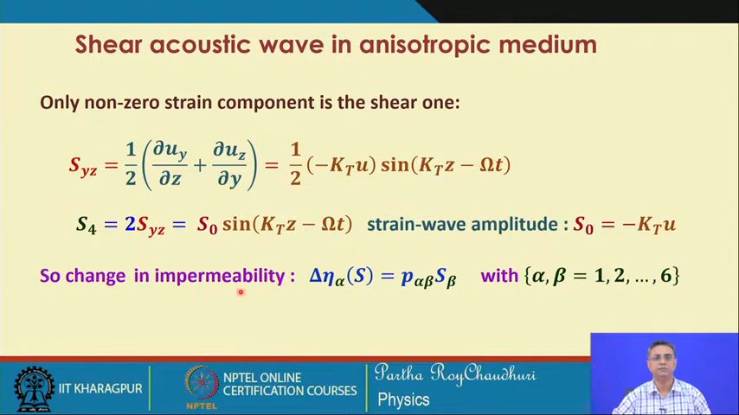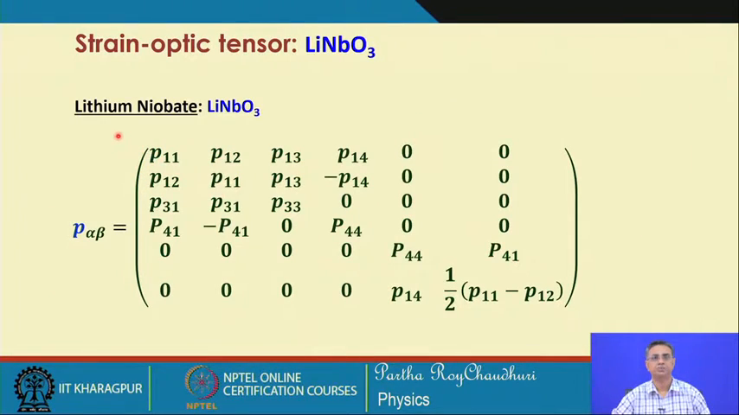So, therefore, the change in the impermeability in the compact notation, we can write delta eta alpha as a function of the strain, in terms of the photoelastic coefficients and the strain matrix. Therefore, we can obtain the change in the impermeability from the photoelastic tensor, which for the lithium niobate crystal that we are considering is given by this tensor. We have seen this previously also, and this time we will be using this column only.